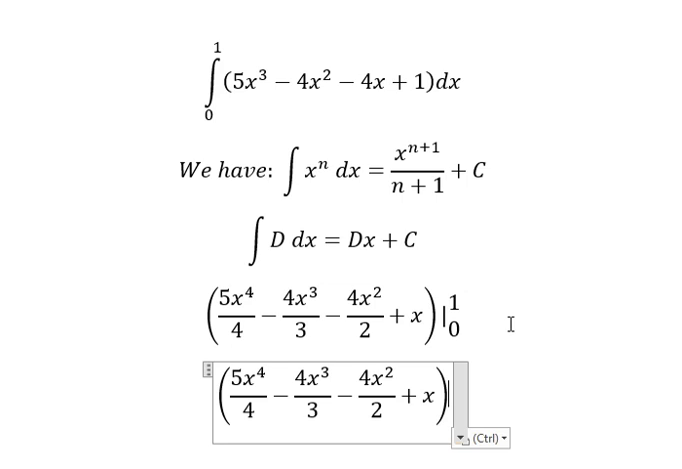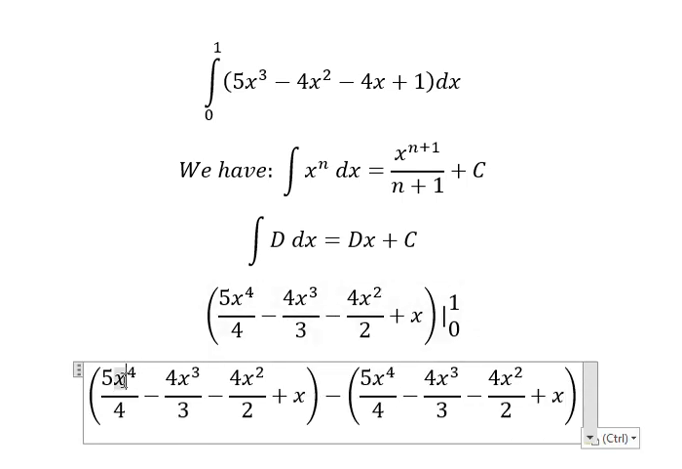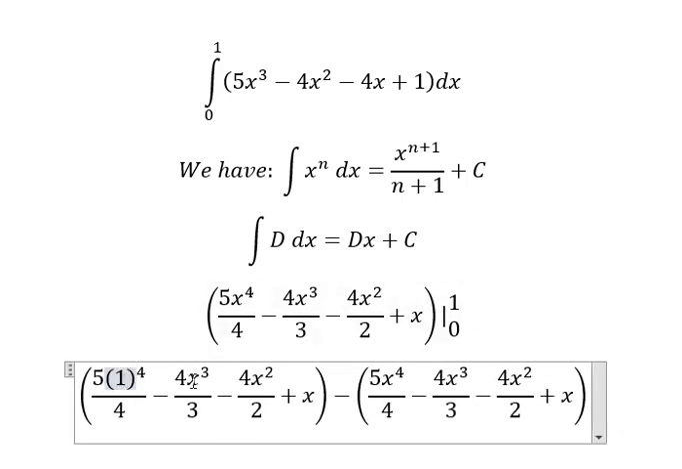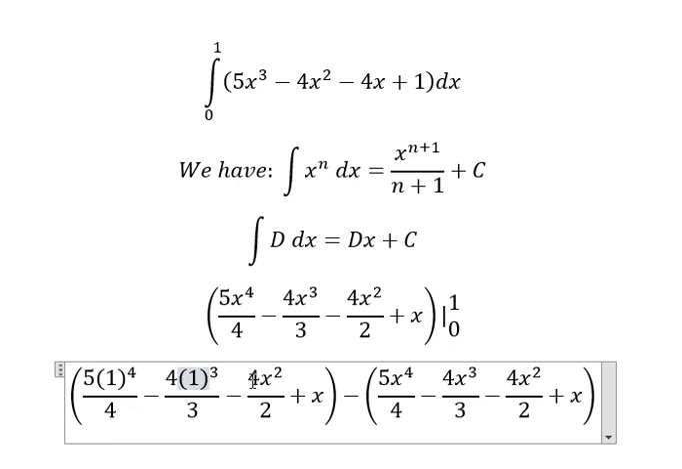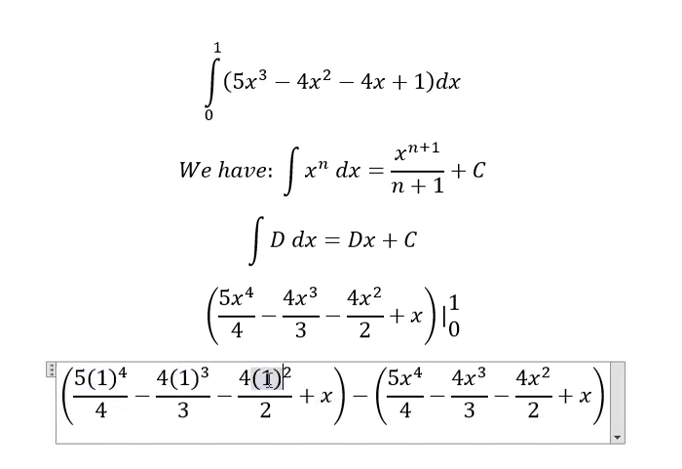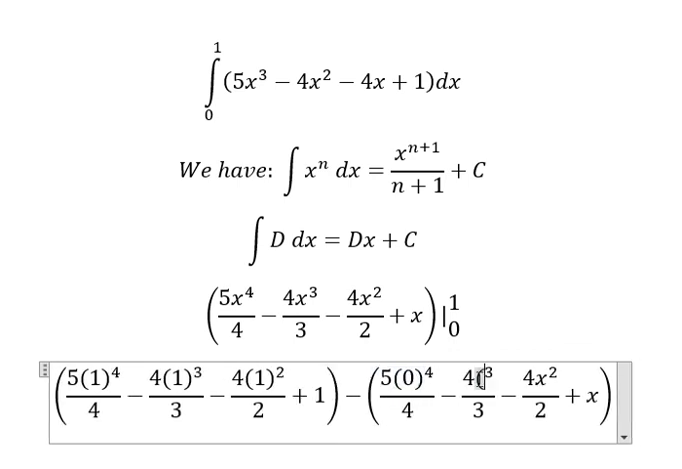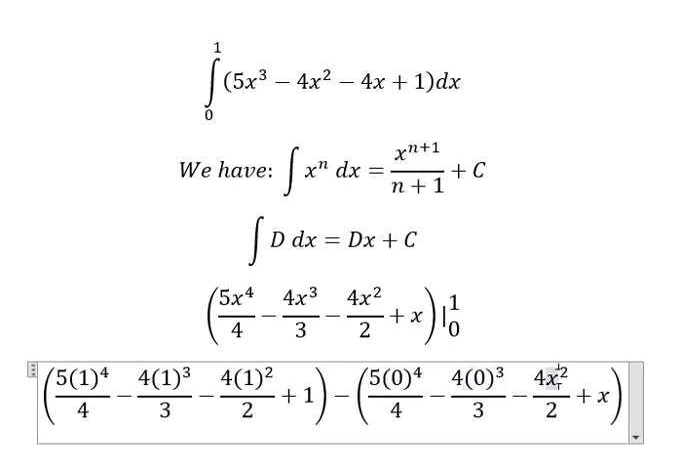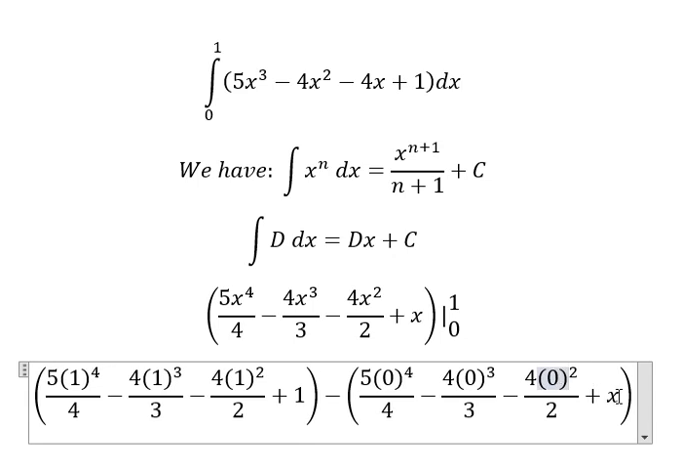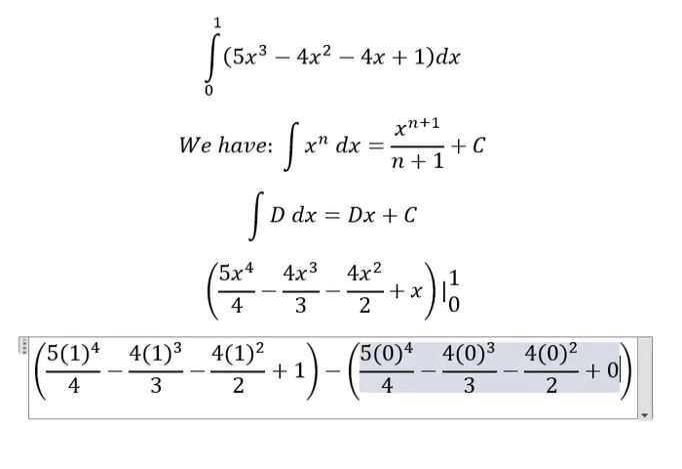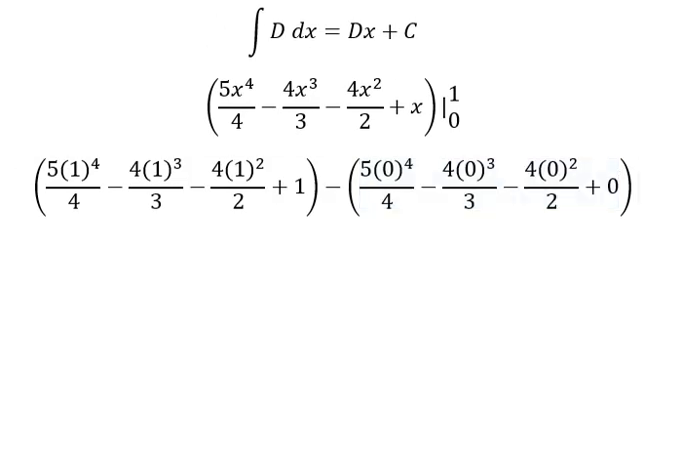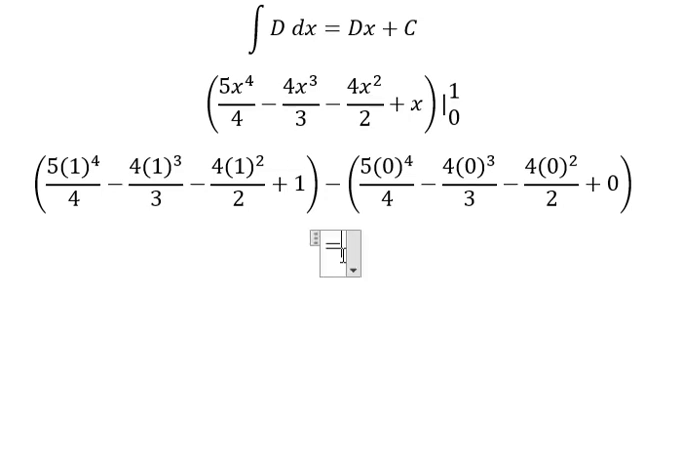Now, we can put number 1 going here. And number 0 going here. And we got the final answer. We have negative 13 over 12.